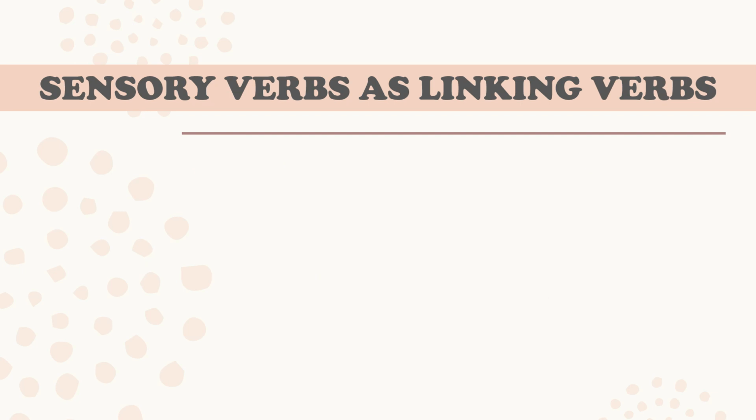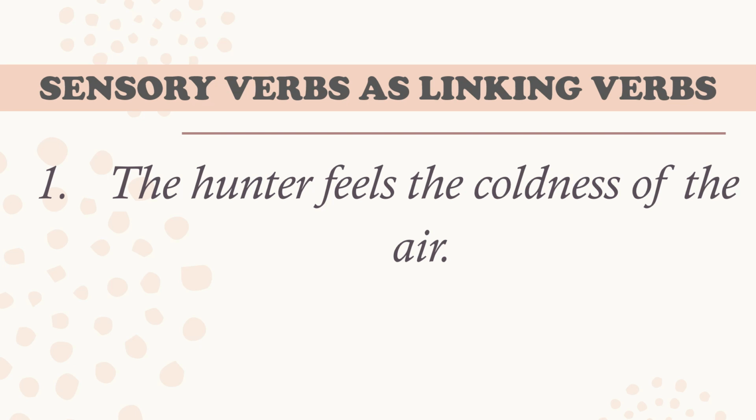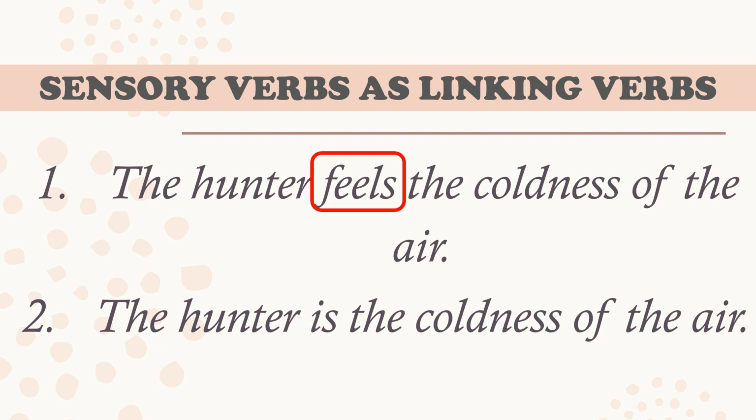Now, how about this? The hunter feels the coldness of the air. Now, let's pick out the verb feels. Now, just like what we had in the previous examples, this verb feels is a singular sensory verb. Now, let's try to replace it with a singular linking verb and read it again. The hunter is the coldness of the air. Now, do you think that this second sentence has the same thought as the first sentence? No! That means a sensory verb cannot always act as a linking verb. It still depends on how it is used in the sentence. In other words, you need to analyze the sentence so that you will be able to figure out whether the sensory verb that is present within the sentence is acting as a linking verb or not.